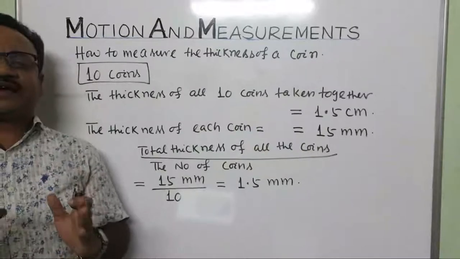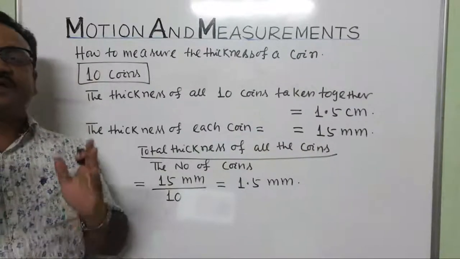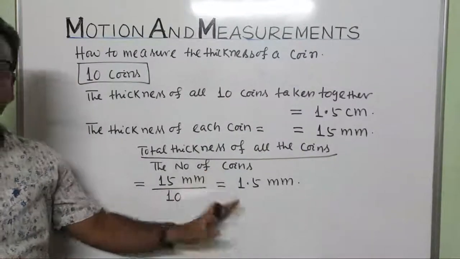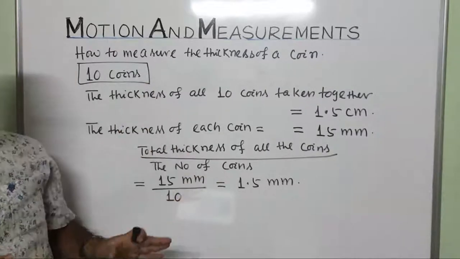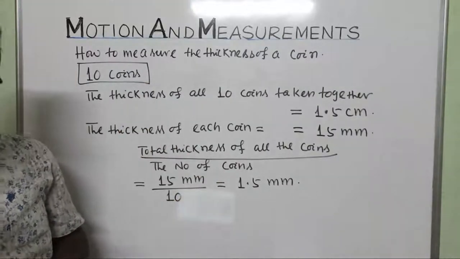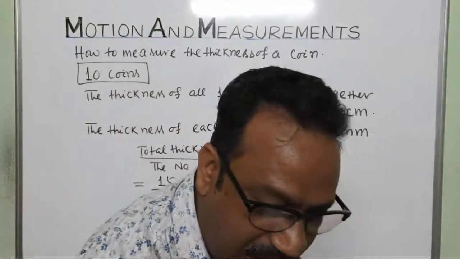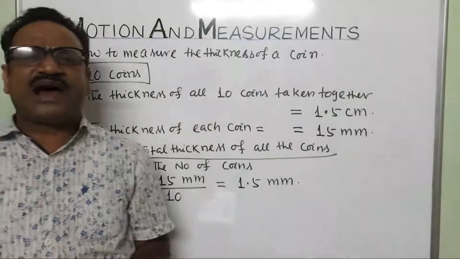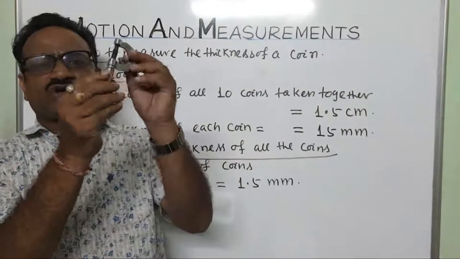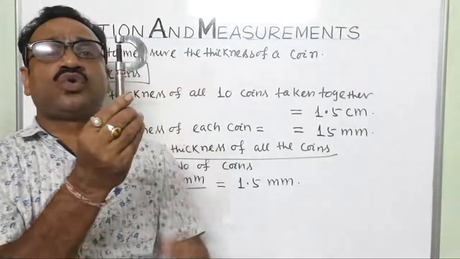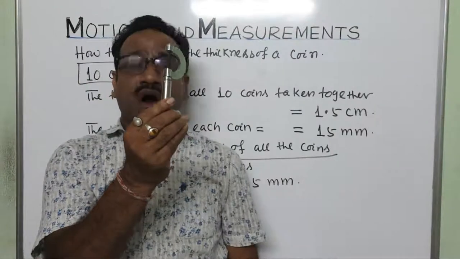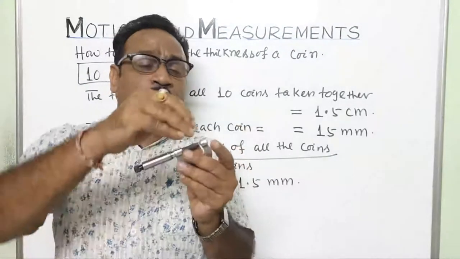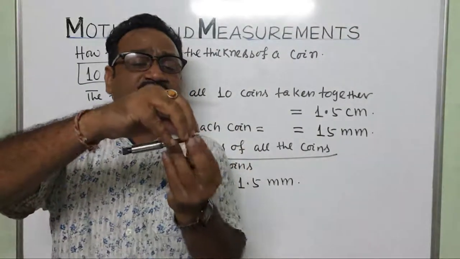So we can say that the thickness of each coin is 1.5 millimeter. This way, without using the screw gauge. But in higher classes, if you want to measure the thickness of the coin, then you will use this screw gauge. This is called screw gauge, micrometer screw gauge.